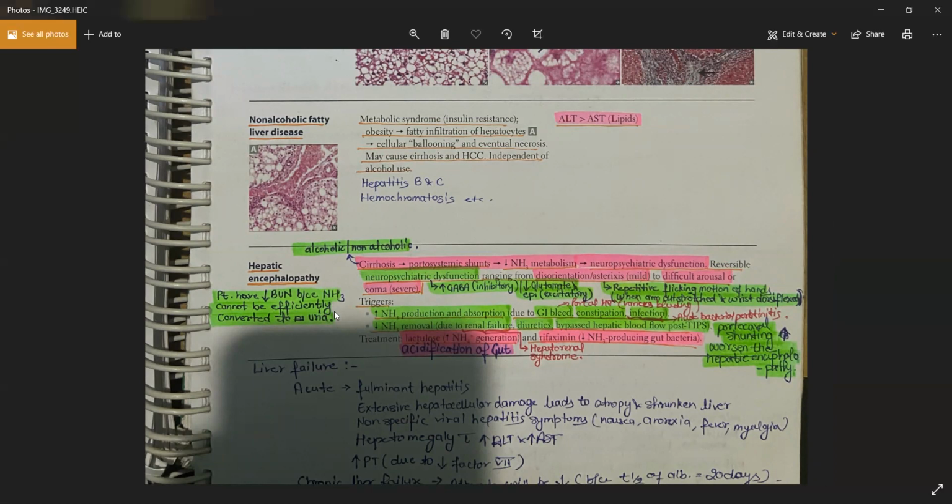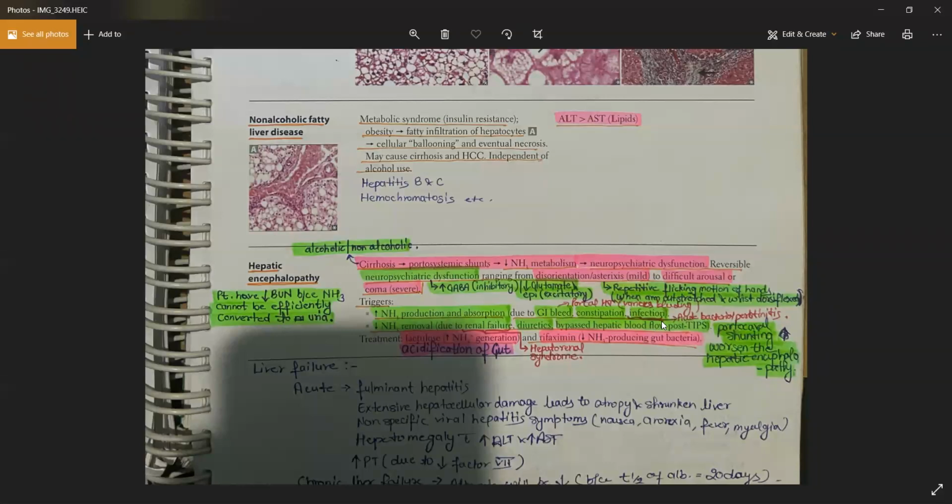Triggers will be the increase in the ammonia production and decrease in the ammonia clearance. Of course, that's how you can get high ammonia levels. The increased ammonia production and absorption includes GI bleeding. Very important: most of the time, along with the portal hypertension, you can also have GI bleeding, and that GI bleeding can further promote the ammonia absorption and lead to hyperammonemia. Step one will ask you this: why are you having hyperammonemia, how can you have a high absorption of ammonia? It is because of the GI bleeding.